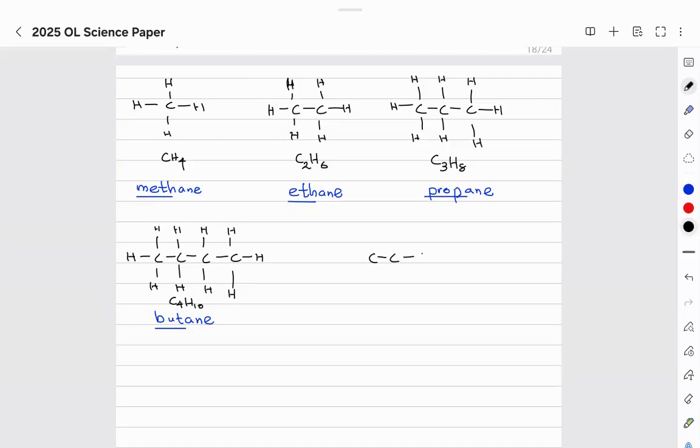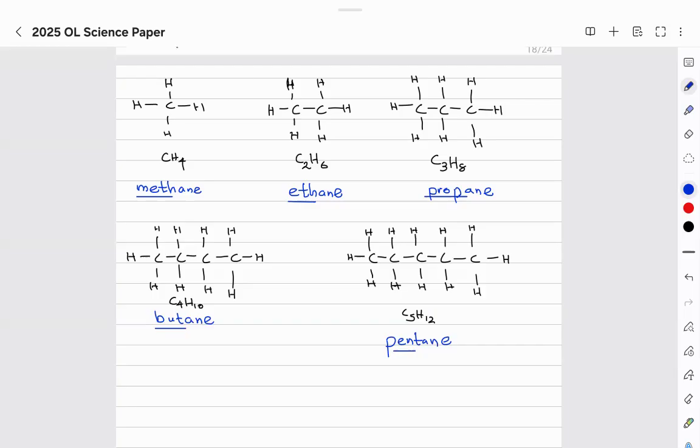Here comes the next one, pentane, C5H12. Right? Methane, ethane, propane, butane, pentane. After that, we have hexane, heptane, octane, nonane, decane. So you don't need to remember those things. You can just remember these steps.